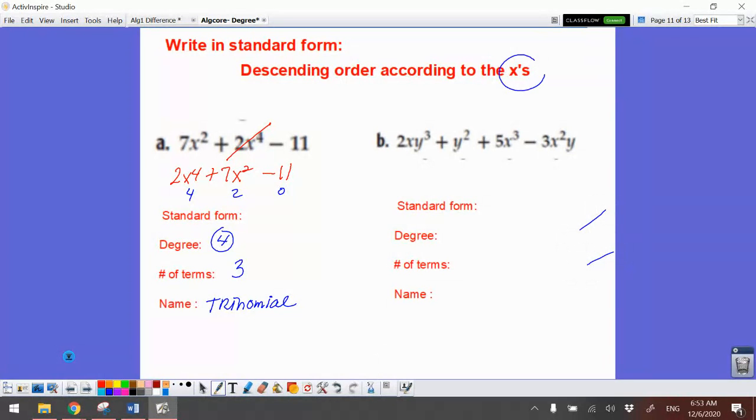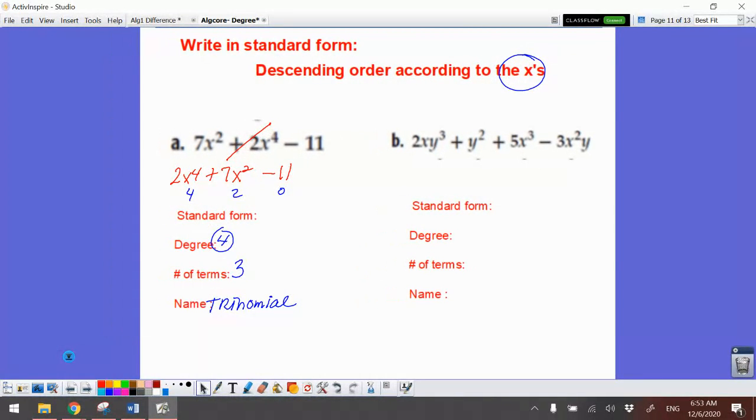Okay, now let's look at this next one. And we're going to do it according to the x's. So we don't really care what the y numbers are. We're going to put them in order according to the x's. Okay? According to our x's. So let's start by looking at our x's. Where are the most x's? Most x's are right here. So 5x cubed is the first one. Who has the most x's then? Yeah, this one's next. So minus 3x squared y. That one's gone. Who's got the next most x's? This one. Remember, that's a positive 2xy cubed. And last is going to be plus y squared.